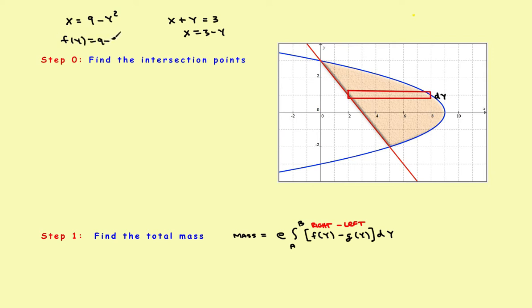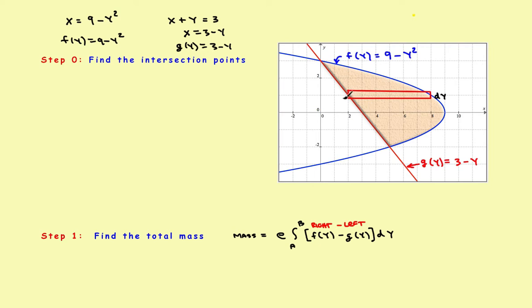So what that means is that this one is going to be f of y, and that would be equal to 9 minus y squared. And this is the one we're going to call g of y, and that's going to be equal to 3 minus y. So let's go ahead and put those two on there. So the blue curve is going to be f of y, and the red curve will be g of y. The blue curve's on the right, the red curve's on the left, and it looks like this.